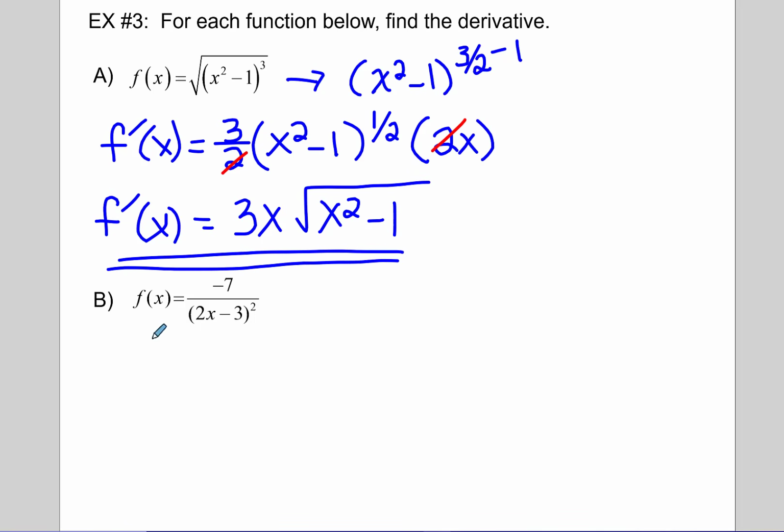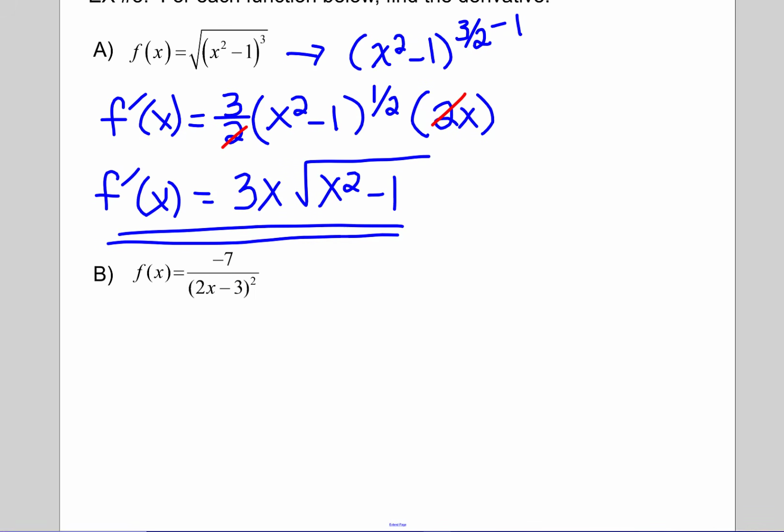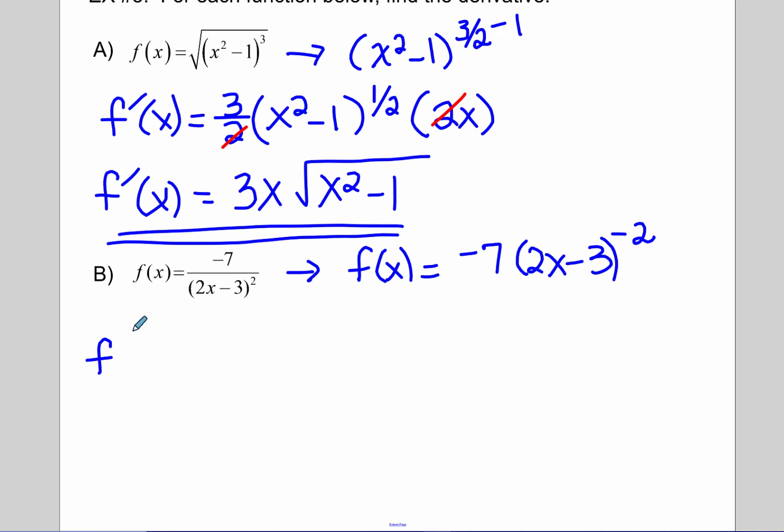Okay, and example B, since we've got this rational function, it may be simpler to rewrite this and move that binomial to the numerator and consider that a -2 power. Some people will find this easier than using the quotient rule. And -7 times -2 gives me a positive 14.